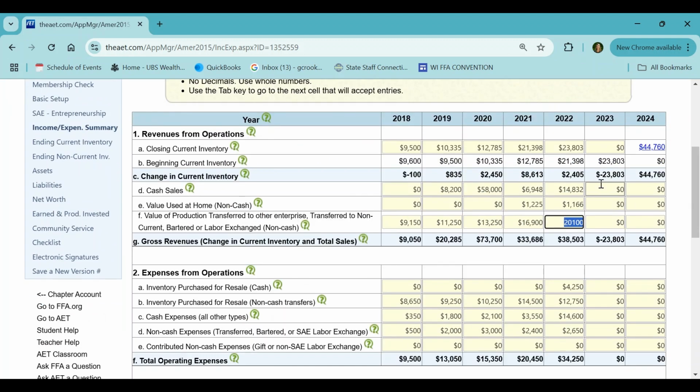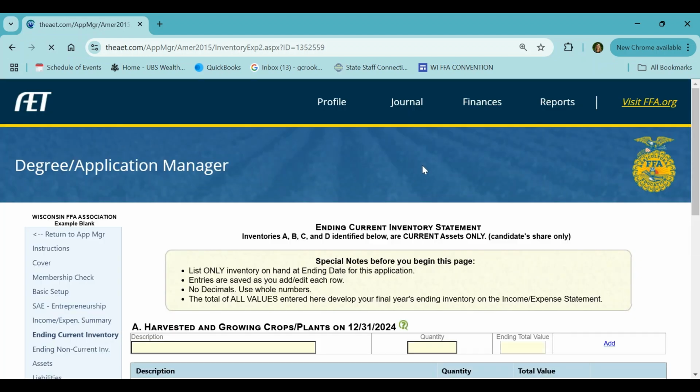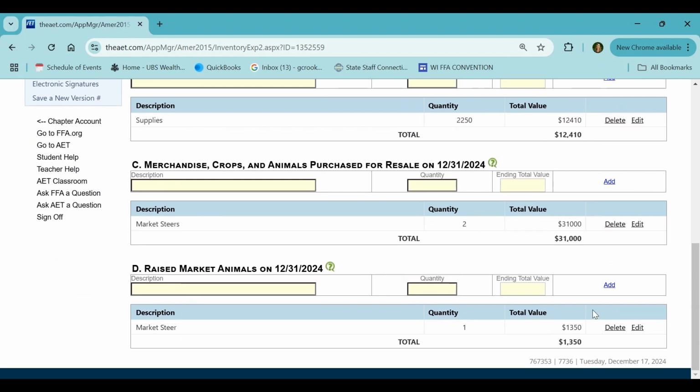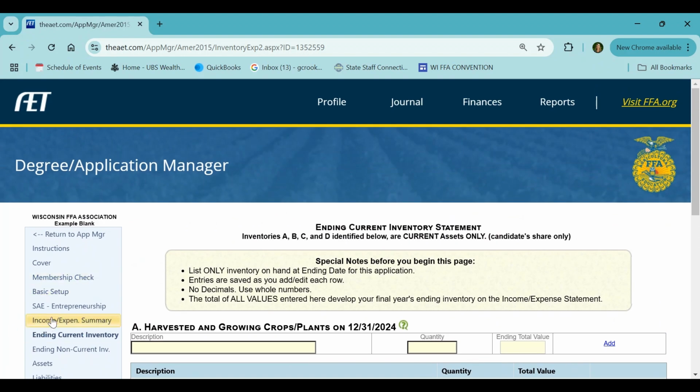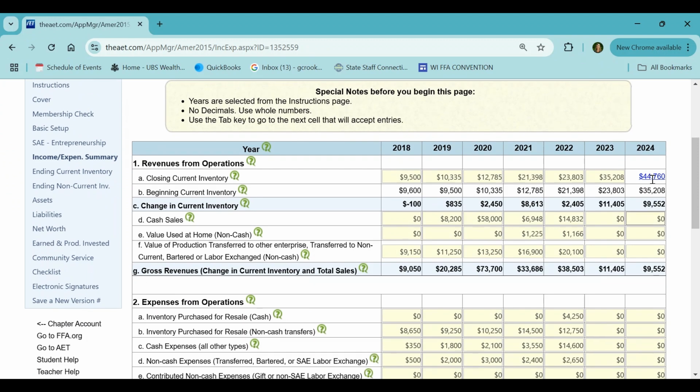All right, got a couple more years to go here. So, for example, in 2023, the closing current inventory was 35,208. All right, and so that's going to move over here. And now notice 2024's closing current inventory is already filled in, and that's because that came from the ending current inventory page. All of these numbers added up to enter that number here.